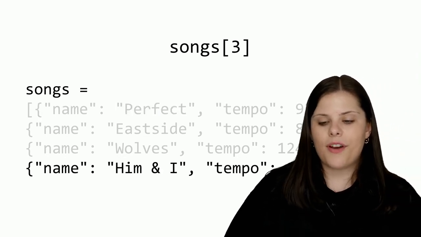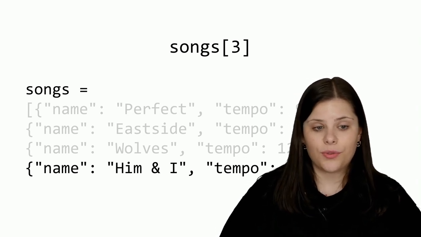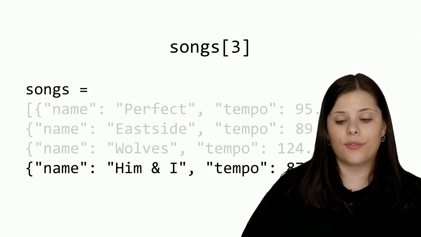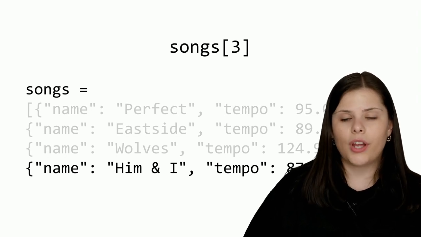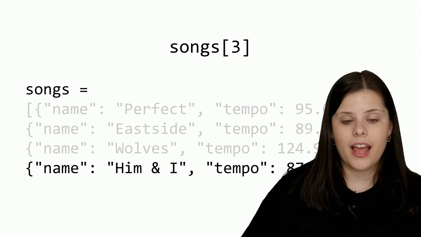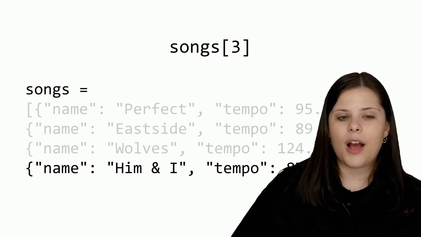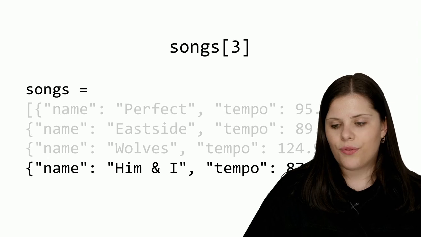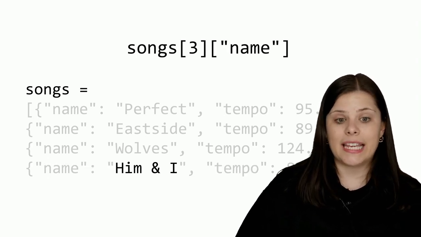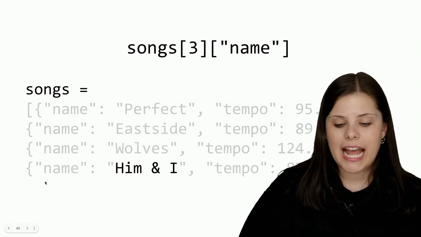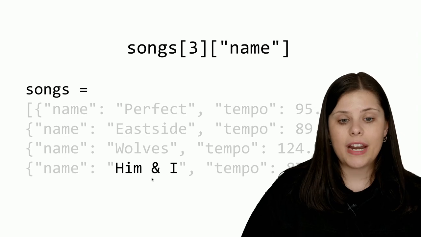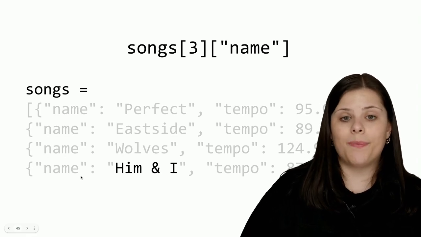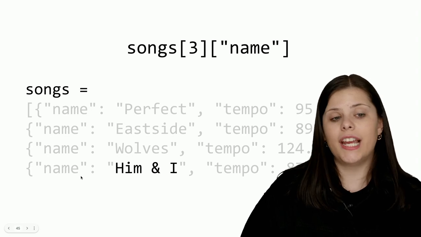So for example, if I was grabbing the last song, songs 3, it's the 4th song, but the index is 3 because recall we start counting from 0. If songs 3 returns that entire line, the entire dictionary, how do I grab the specific name? Like, I really want to grab just Him and I. So for that, I again use my key, right? By looking at this dictionary, I can tell that Him and I is a value that I can grab using key name.